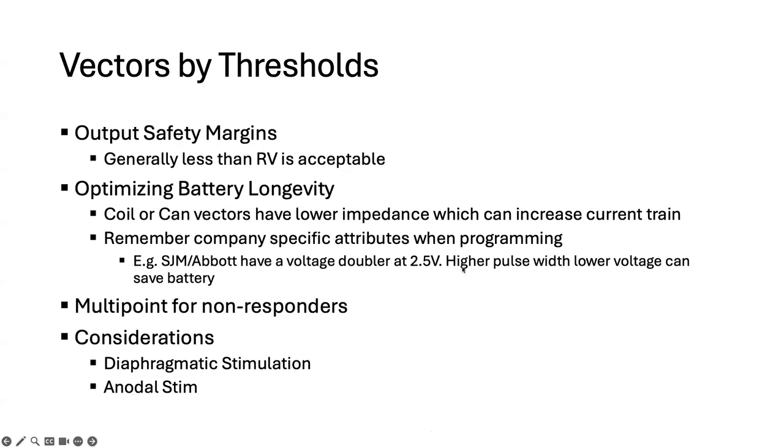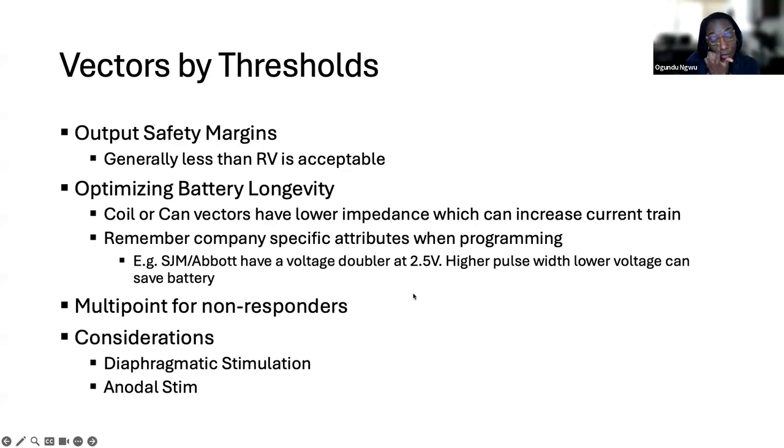Same thing when you're talking about how much voltage to put out. Sometimes having a wider pulse width is better for battery longevity than staying underneath voltage doublers. Certain companies have different doublers or parts where it takes twice as much energy in order to output a certain amount. In Abbott St. Jude, for example, anything above 2.5 volts will drain more energy. So if you end up having to do an output of 3, for example, you may be better off extending the pulse width and then having a lower voltage output to ensure that you still have a good capture safety margin, but you're not draining the battery as much as it could.